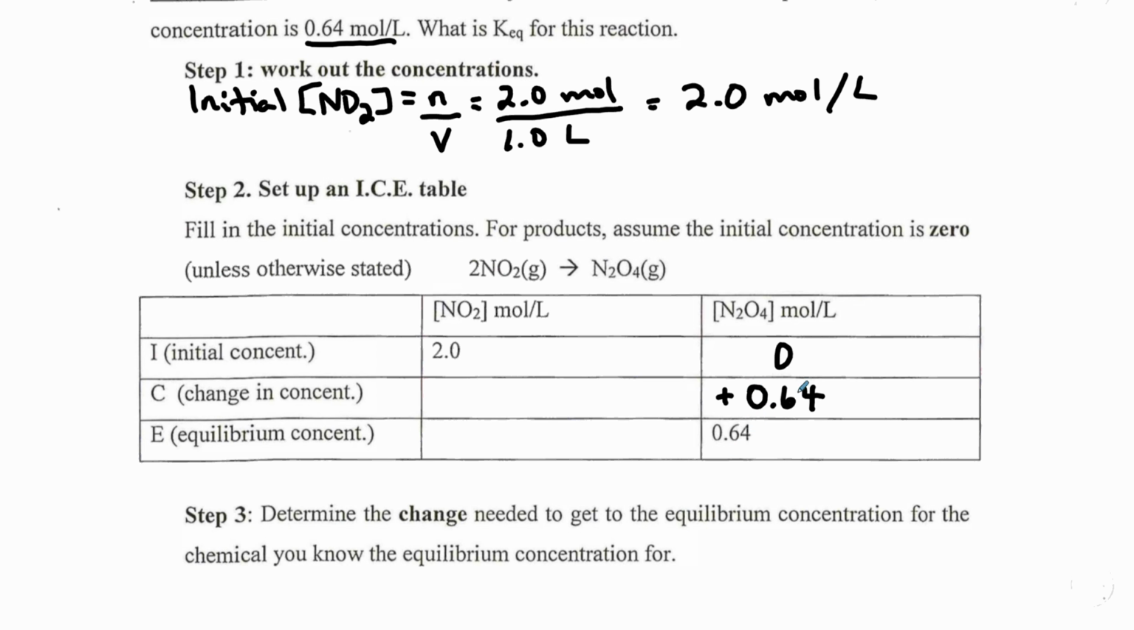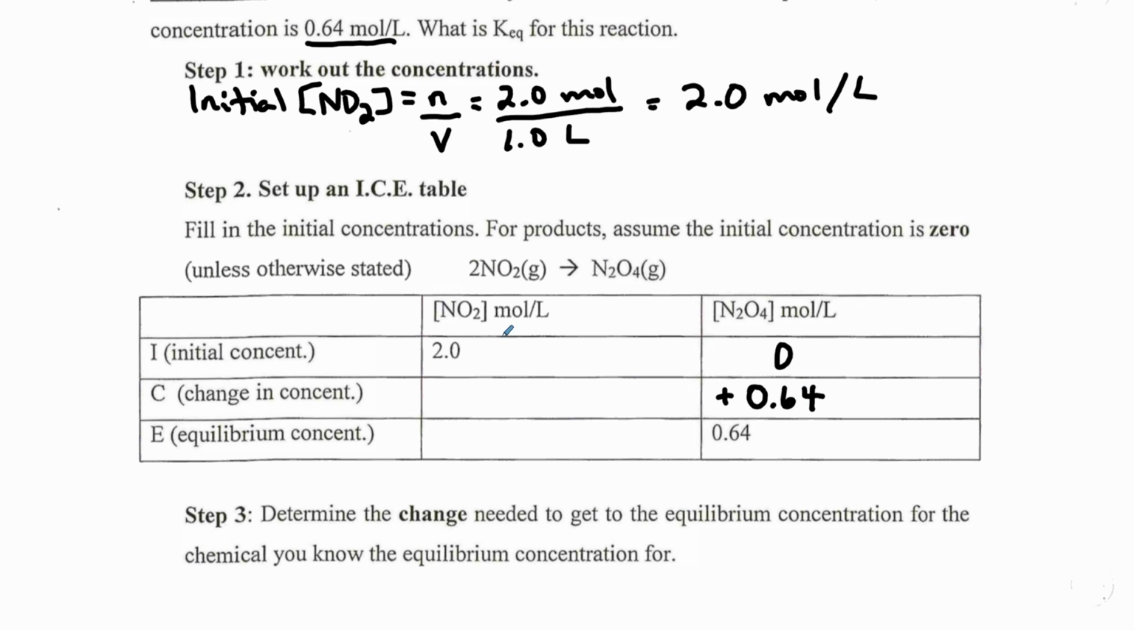Okay, so that's pretty easy to figure out. Something to pay attention to is your products are always going to have a positive change in concentration because they start off at a concentration of 0, and as the reaction progresses and more reactants are used up, more and more product forms, which increases its concentration. So you're always going to have a positive change here.